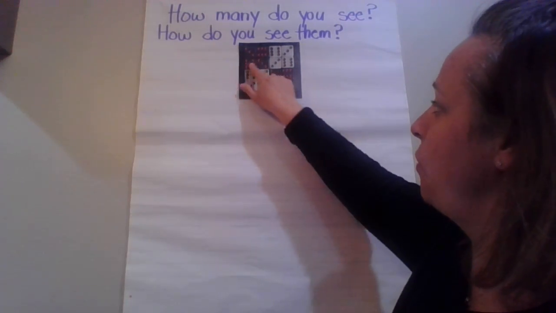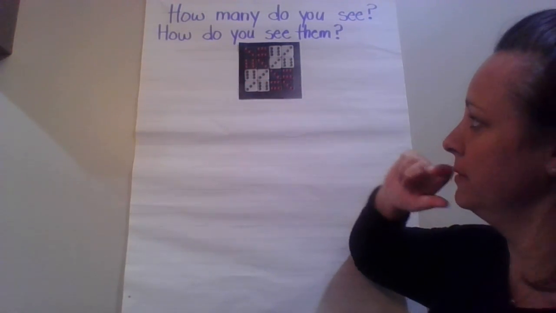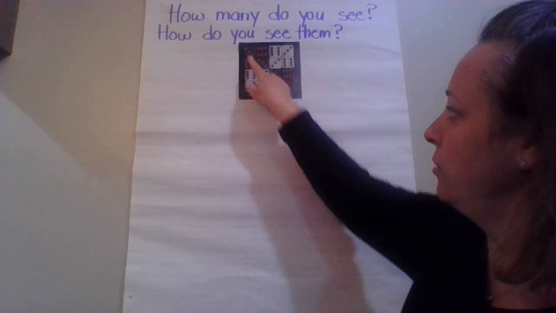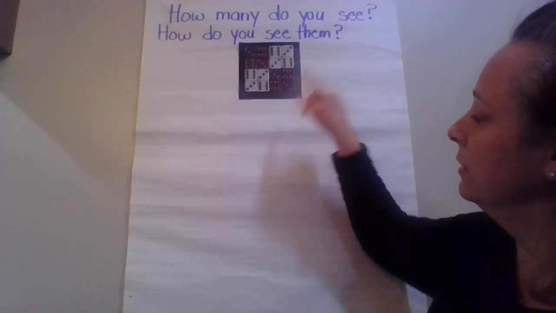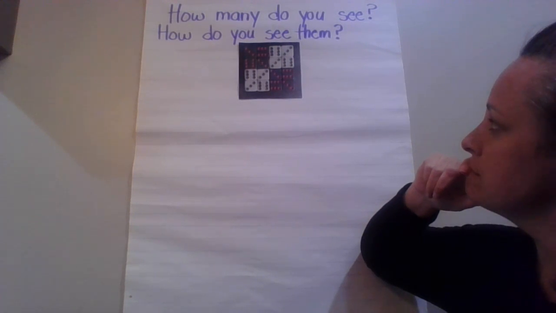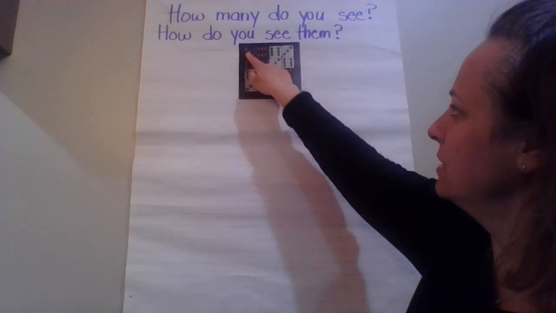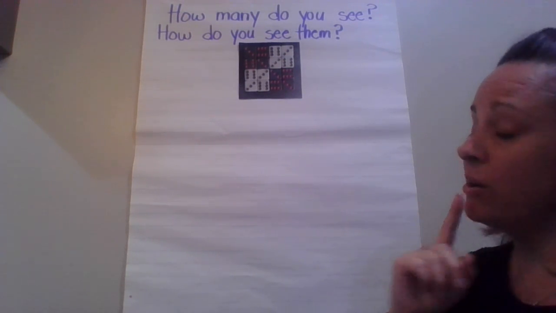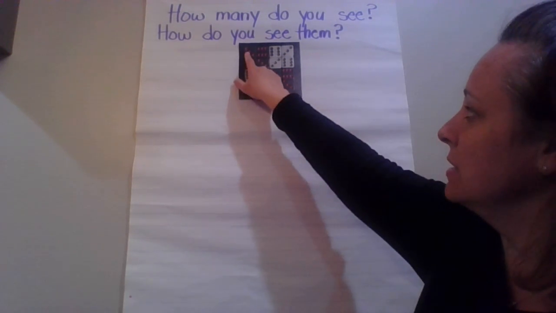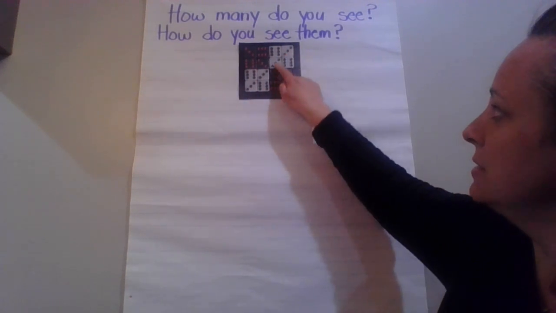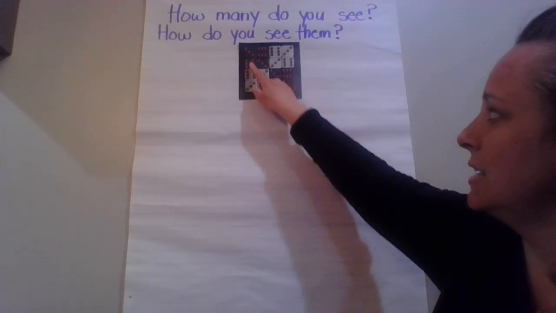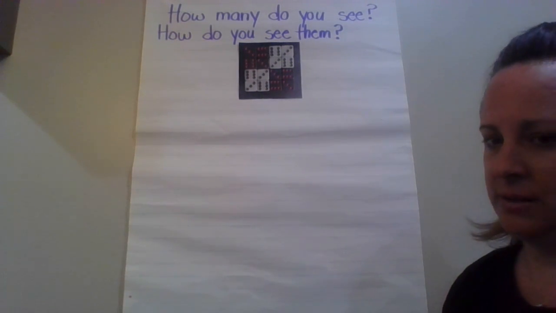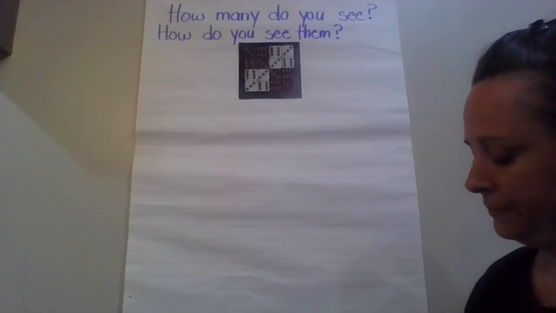I notice that there's 4 and 4 and 4 and 4. I notice that there's 4 rows and 4 columns. I notice that I see an X pattern in the middle. I also notice that I see groups of 3 on some of the dice and groups of 6 pips on the dice under the dice. So I'm going to start with that and show you how I see them that way.